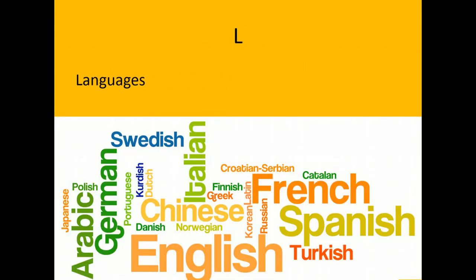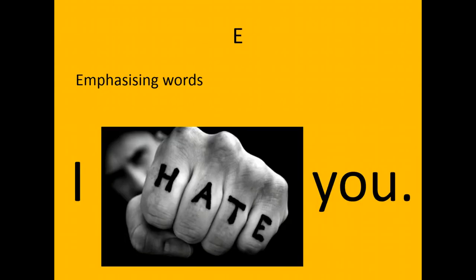The L stands for languages, or languages need capital letters for the first letter of the word. Emphasizing words is the E. Sometimes if you want to express a really strong emotion, such as in this sentence, I HATE you, you can put the whole word in capitals. There is a bit of a sort of dilemma though in an exam. If you're writing in a formal tone, you don't really want to do that. This is quite informal. This man's tattoo is a good example of it, but you can do it technically if you want to emphasize a particular word. The whole word can be placed in capital letters.